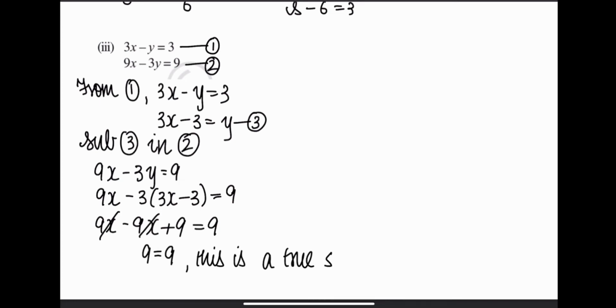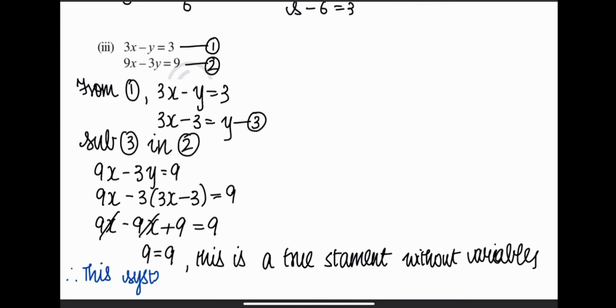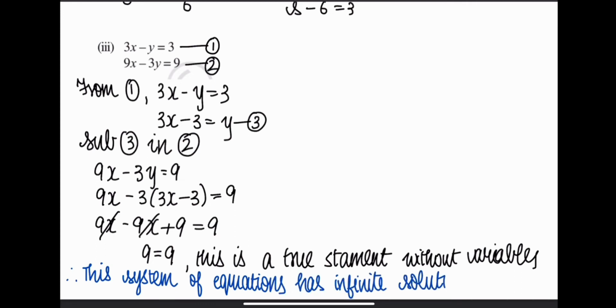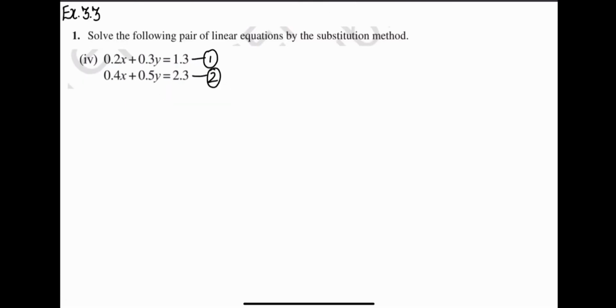Now don't be alarmed, since this is an answer which is true because 9 = 9 and it does not have any variables, we can conclude that this system of equations has infinitely many solutions. As we'll later come to learn, this represents coincident lines. Now we'll move on to the fourth question.